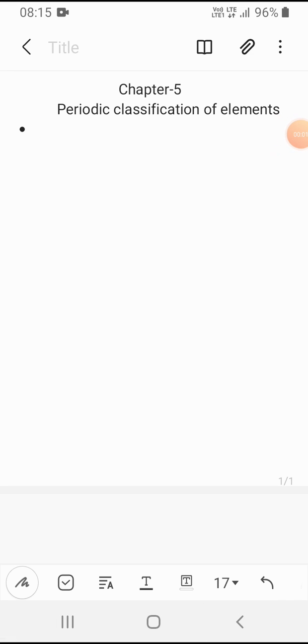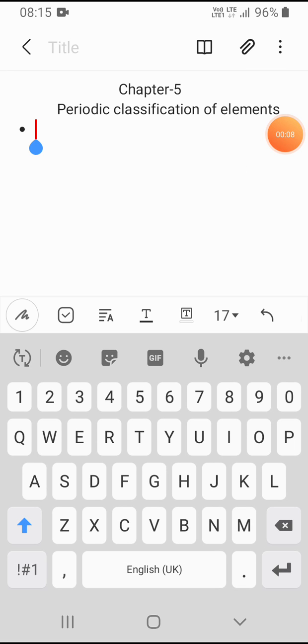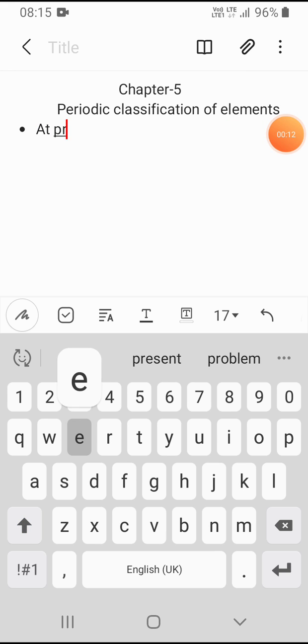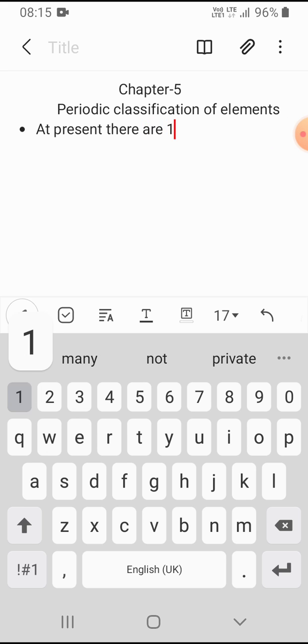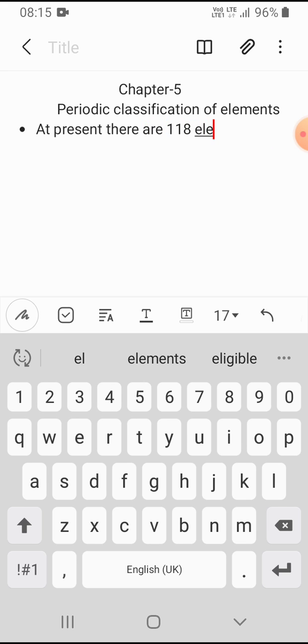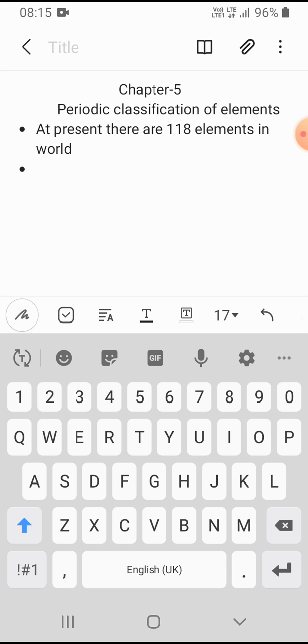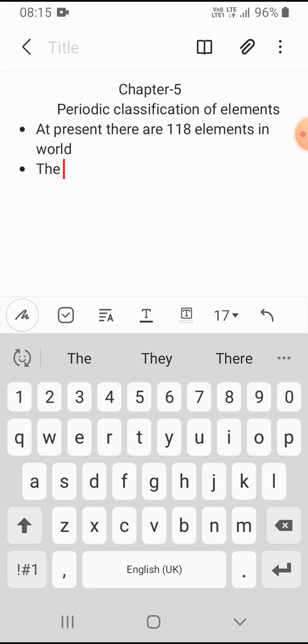I'm in coaching center. Today I'm going to explain you 10th standard science chapter 5, periodic classification of elements. So as you know, at present there are 118 elements in the world, and scientists have classified and arranged these elements.